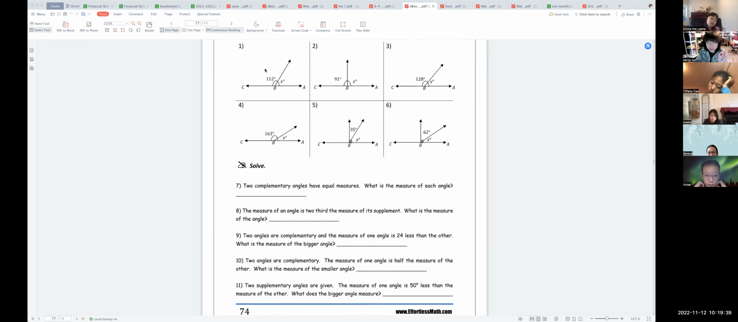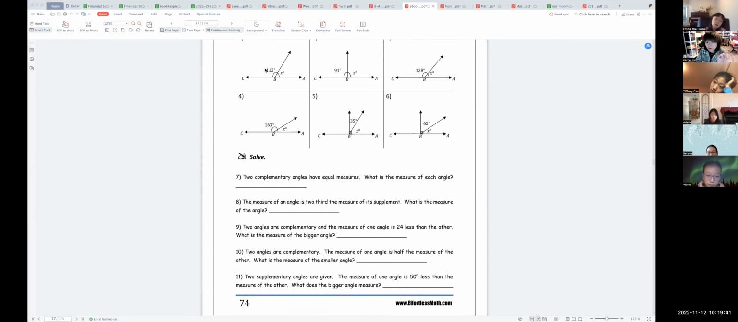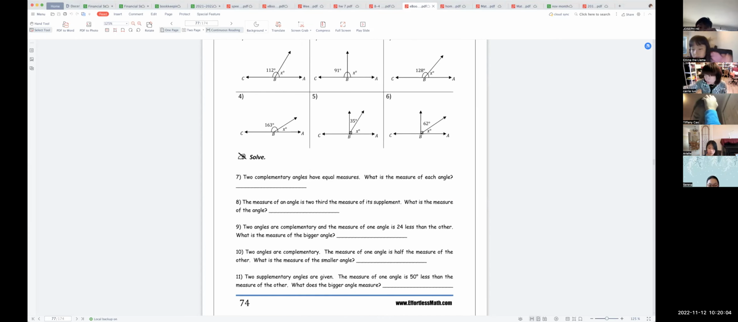Okay, let's take a look at this one. Actually, for the angles problem, Tiffany, we can also have some word problems. Emma, word problems everywhere, okay? So number 7, can you read the question for us? Two complementary angles have equal measures. What is the measure of each angle? Okay, everybody, could you please do it yourself? Take out your piece of paper and try to do it yourself.